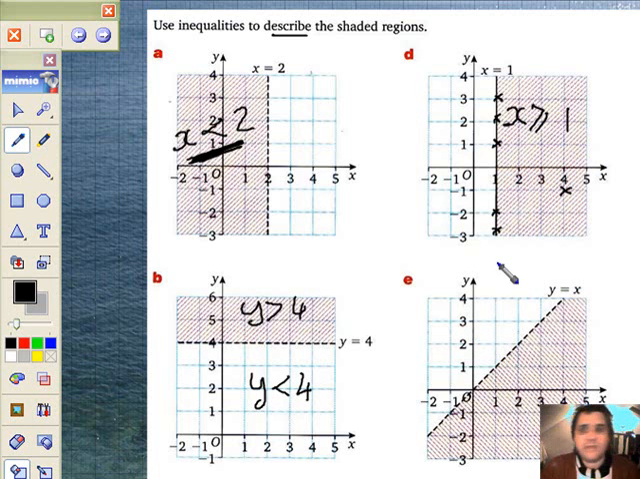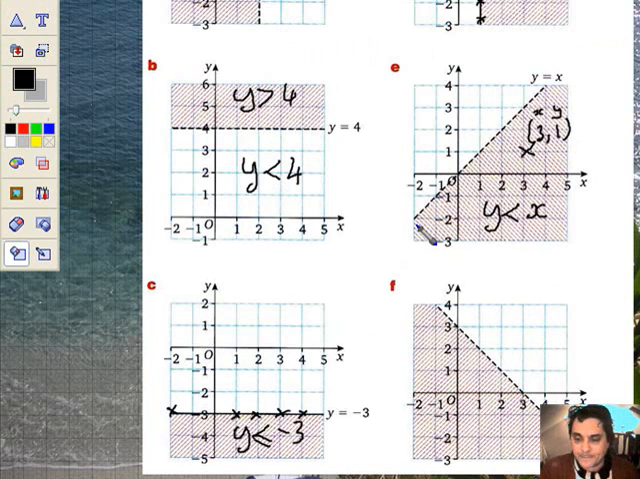The lines don't always have to be vertical and horizontal. They could be like this, the famous line y equals x. Now this region here, I'm in a region where y is less than x. Please note dotted. I'm not allowed to be equal to it. Let's just test it out. What have I got here? I've got the coordinates 3, 1. Is my y value less than my x value? Yes, it is. Therefore, I've named the region correctly because the x value for 3 is bigger than the y value, which is 1. Alright?